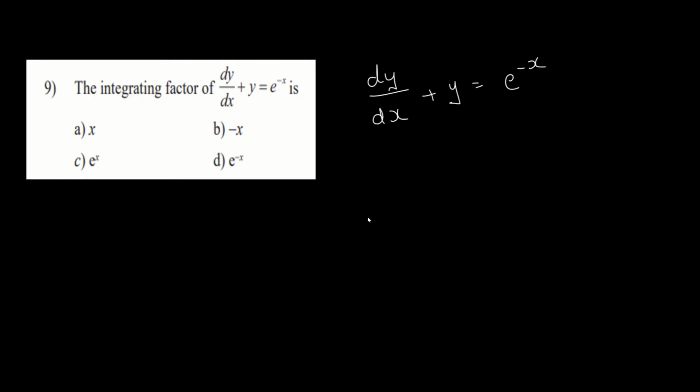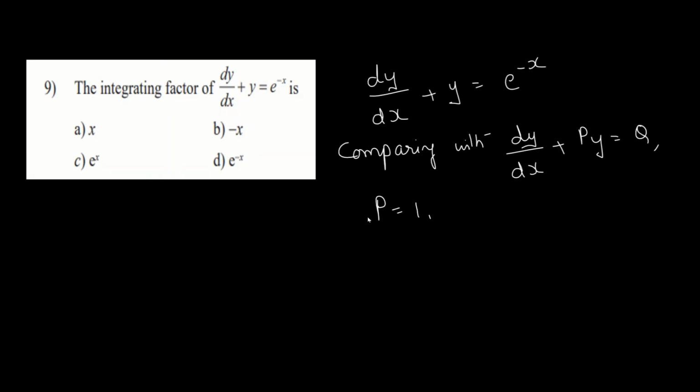Okay, so we compare it with dy by dx plus py is equal to q. We get p is equal to 1 and q is equal to e raised to minus x. And therefore, the integrating factor, of course, I am doing the sum assuming that you are already thorough with linear differential equation. If not, please go to the exercise. I think it is 8.4. Make it thorough, learn it properly, and then come back to this question that is here.